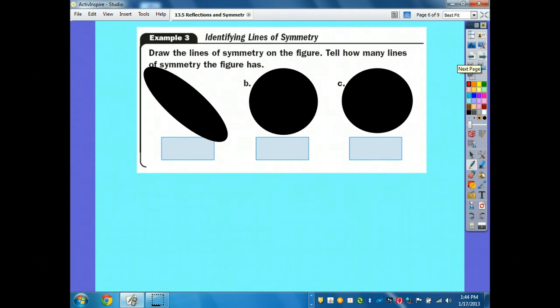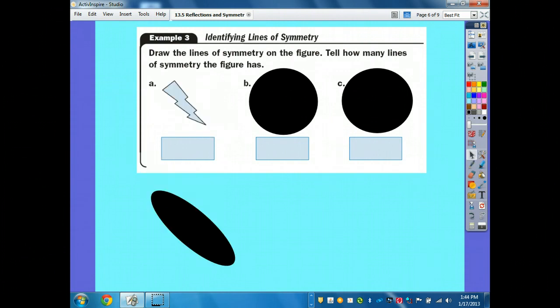Now, lines of symmetry, lines of reflection, so to say. The first one on your homework on your notes is a lightning bolt. Go Chargers. Is there any way you can draw a line down the middle, diagonally, anywhere down that lightning bolt, so that if you were to fold it over, it would match exactly? No. I agree. There is no line of symmetry there.